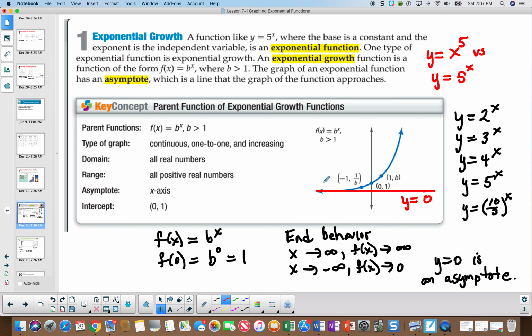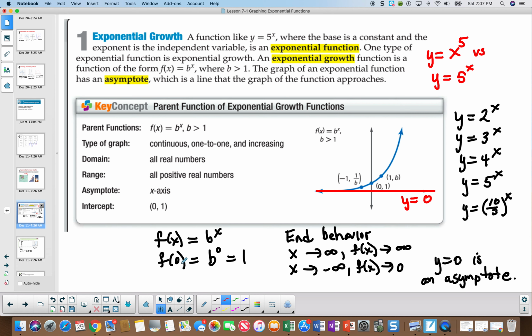In order for an exponential function to have this growth feature right here, the b has to be greater than 1. So notice that all these bases are greater than 1. Even 10 over 3 is bigger than 1. Now, notice that the domain is all real numbers, but the range is only positive real numbers. Notice it doesn't dip down underneath the x-axis.